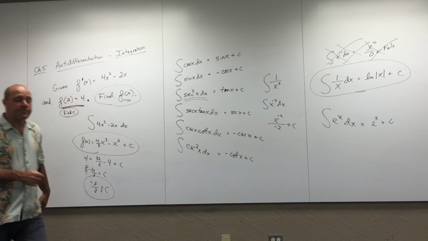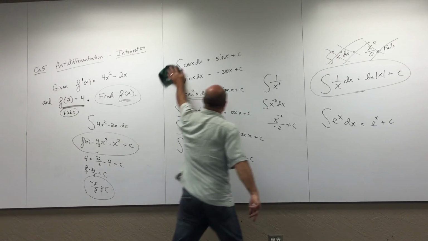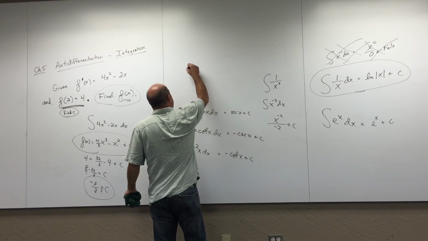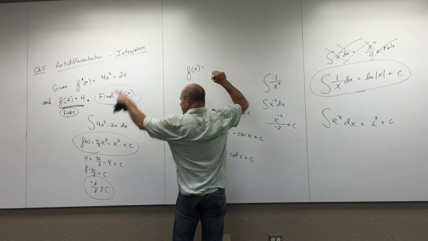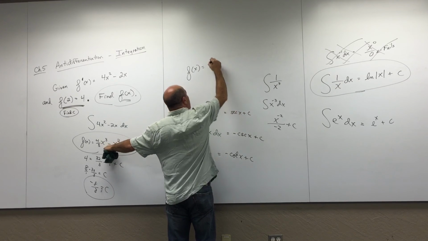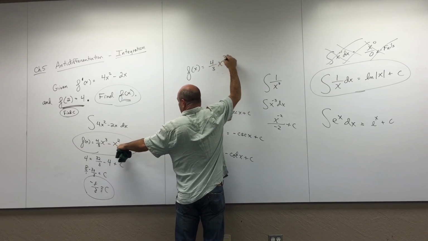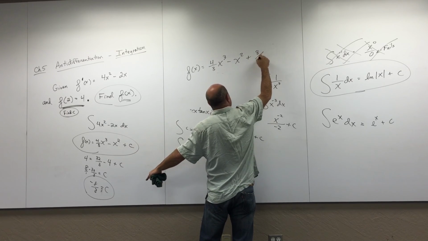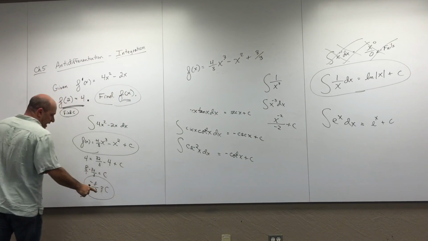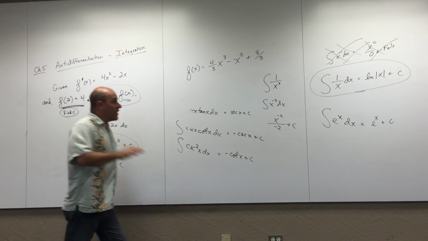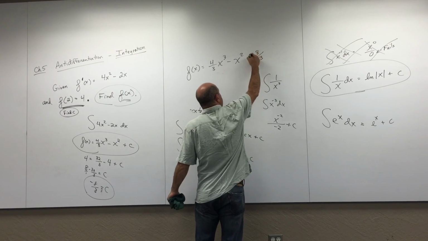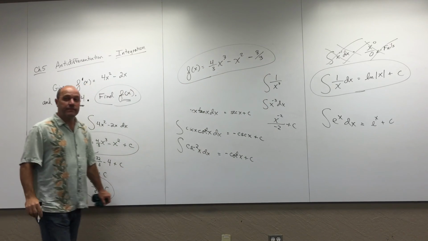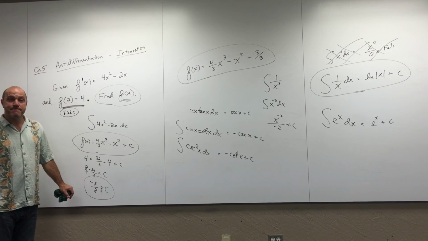And so the answer to their question is f of x is, where's my f of x? Oh, right here. 4/3 x cubed minus x squared plus 8/3. Or I'm sorry. That c was a -8/3. I'm sorry. So I'm going to put minus 8/3. Sorry. You guys all right?